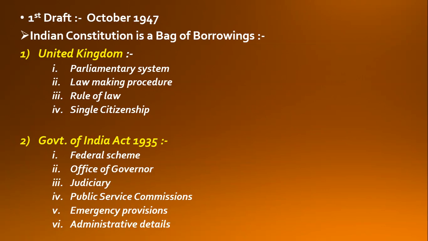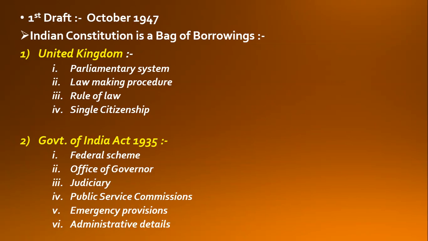Okay. Now friends, I have also told you about public service commissions in the previous classes, that there was a federal public service commission, provincial public service commission, joint public service commission. Okay, and their role was to appoint the civil servants. So we have adopted these public service commissions from Government of India Act 1935.